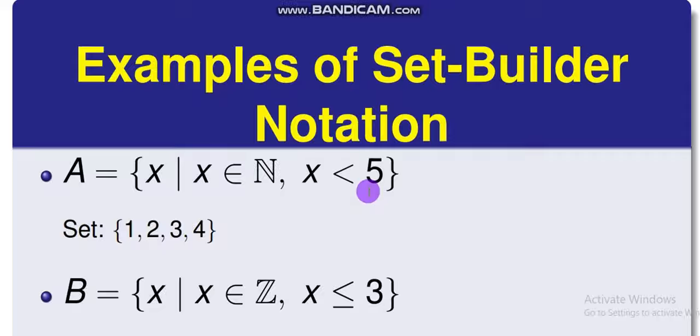So what are the numbers that satisfy these conditions? When you are mentioning the elements, you start from 1. 1 is a natural number and is less than 5. 2 is a natural number and is less than 5. 3 is a natural number and is less than 5. 4 is a natural number and is less than 5. And these are the only elements that satisfy the two conditions mentioned. So set A has 4 elements: 1, 2, 3, 4, and you can express this using set builder notation without necessarily mentioning the elements.